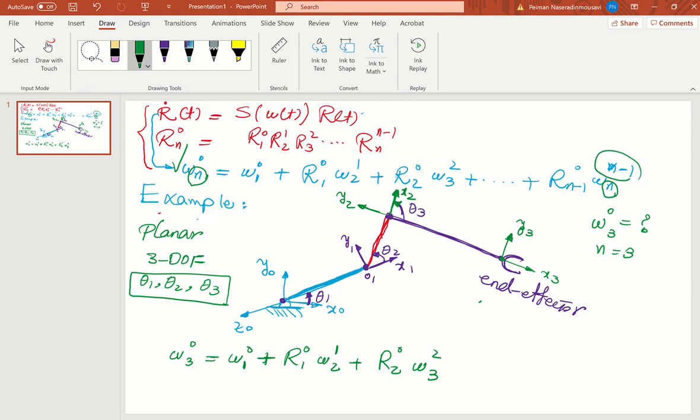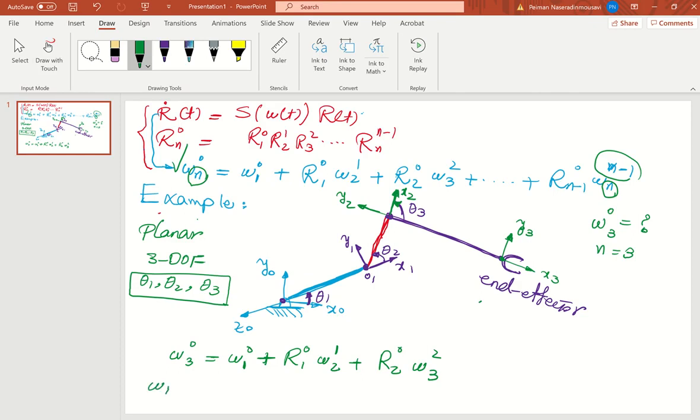Understand? Again, angular velocity of the frame 1 respect to 0 is going to be theta dot 1. R1 respect to 0 omega 2, frame 2 respect to frame 1, which is theta dot 2. I'm going to express that. And 3 respect to 2 and this. Understand? So now let us write it here, guys.